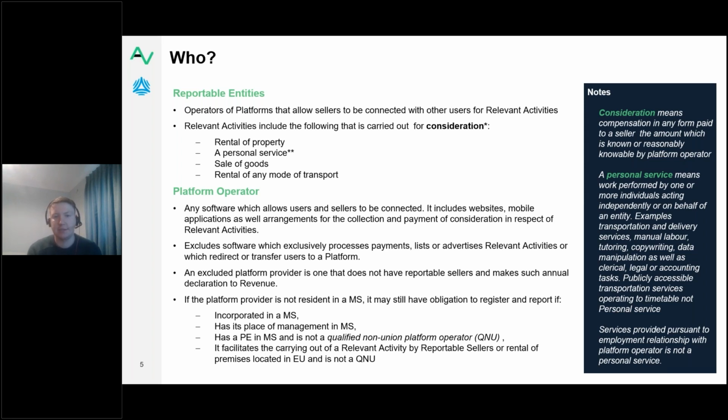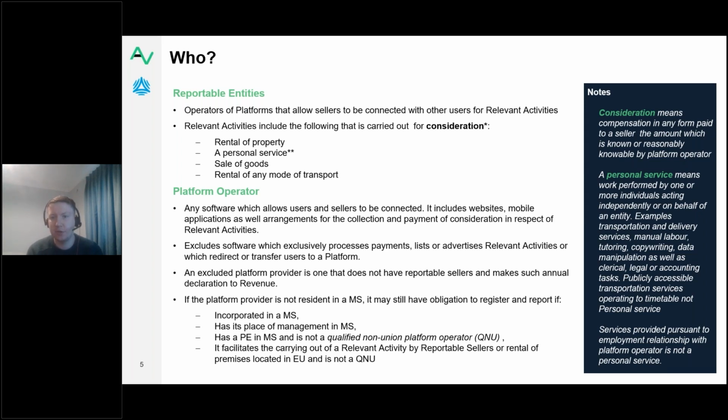If a platform provider is not resident in an EU member state, it may still have a registration obligation if one of the following is true. It is incorporated in a member state, it has its place of management in a member state, it has a permanent establishment for corporate tax purposes in a member state, and it is not a qualified non-union platform operator, which we'll touch on shortly. And then finally, if it facilitates the carrying out of relevant activity by reportable sellers or the rental of a premises in the EU, and it is not a QNU. So for that last one, even if it is not established in the EU at all, or does not have any of the three, tax residence, place of management, or PE, it could still possibly need to register for DAC7.